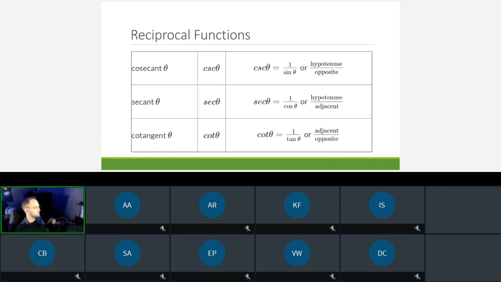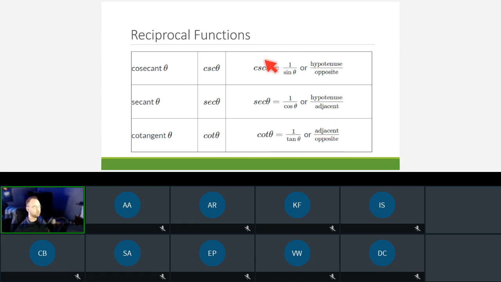Okay, reciprocal functions. I talked about this on the previous page: the abbreviations for cosecant, secant, and cotangent. Cosecant is CSC, secant is SEC, and cotangent is COT. Yeah, it kind of makes sense. This is expanding on the inverse, how we talked about on the previous page, that cosecant was hypotenuse over opposite, secant was hypotenuse over adjacent, and cotangent adjacent over opposite.